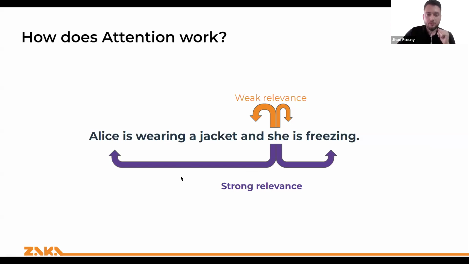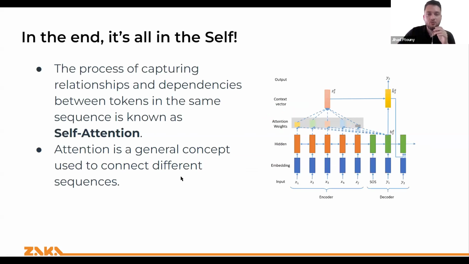Okay. From this slide, I just want you to know that I don't want you to look at the architecture. We don't need to know it right now. We're going to discuss the encoders and decoders in a bit. But basically, this process of looking at the different words in the same sequence of words is called self-attention. This is the whole process that we were talking about. Attention is a general term for connecting different sequences together. Self-attention is looking into the sequence itself.